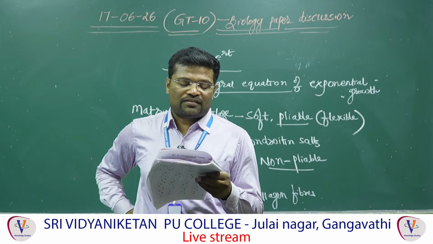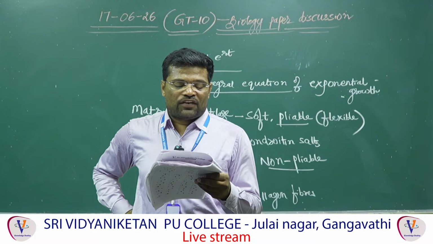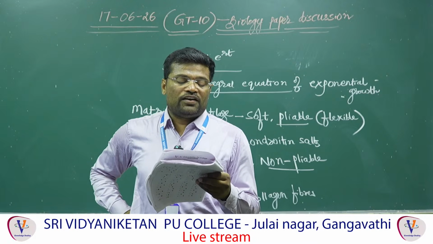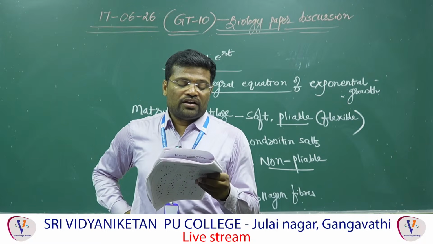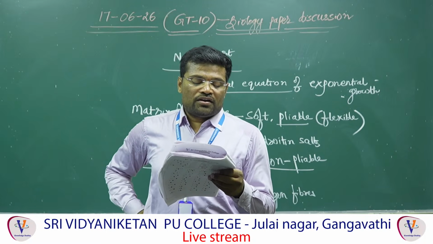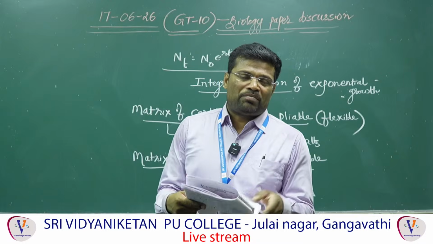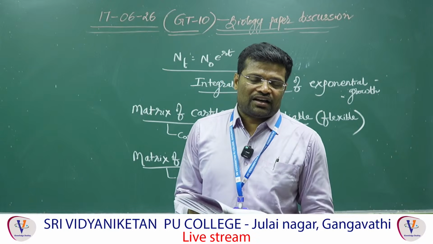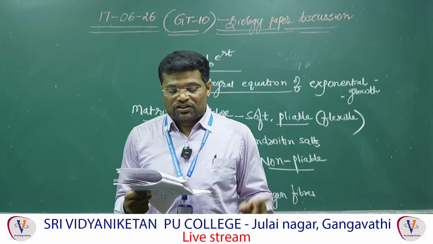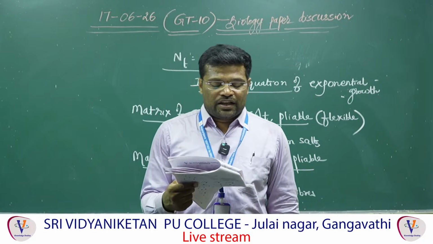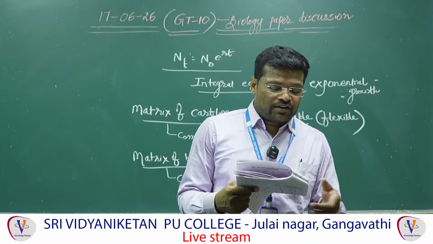B3, elephantiasis, chronic inflammation of lymph vessels. C4, allergy, release of chemicals like histamine, serotonin. D5, autoimmunity, body attacks self cells. No ambiguity. Accurate running notes and NCERT statements. So correct combination is A2, B3, C4, D5. Answer is 1.